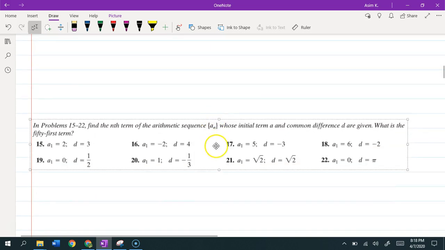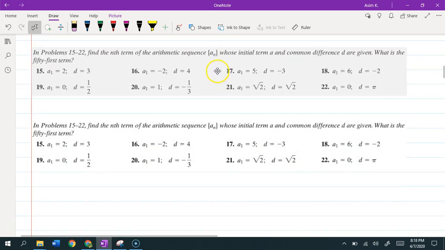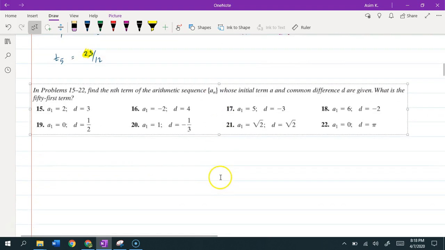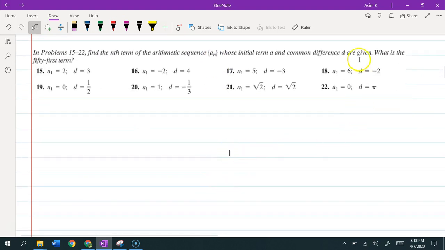And another thing that you want to take a look at is they talk about a common difference as well. All right, they talk about common difference, and you need to then, at the end, after you figure out an nth term formula, then you need to find the 51st term. So that's an additional problem that they're asking you. Okay, well, let's go ahead and get started.